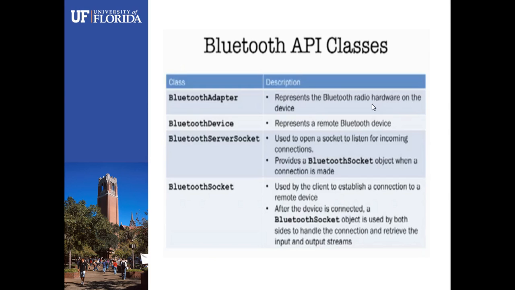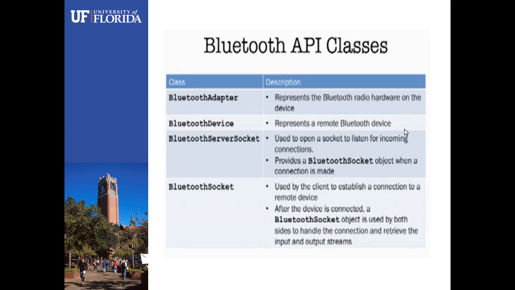So this is the detailing of the API classes for Bluetooth in Android. First is the adapter class, which represents the Bluetooth radio hardware on your device. Then is Bluetooth device, which represents the remote Bluetooth device. Then comes the server socket, which is used to open a socket to listen for incoming connections and provides the Bluetooth socket object when a connection is made.